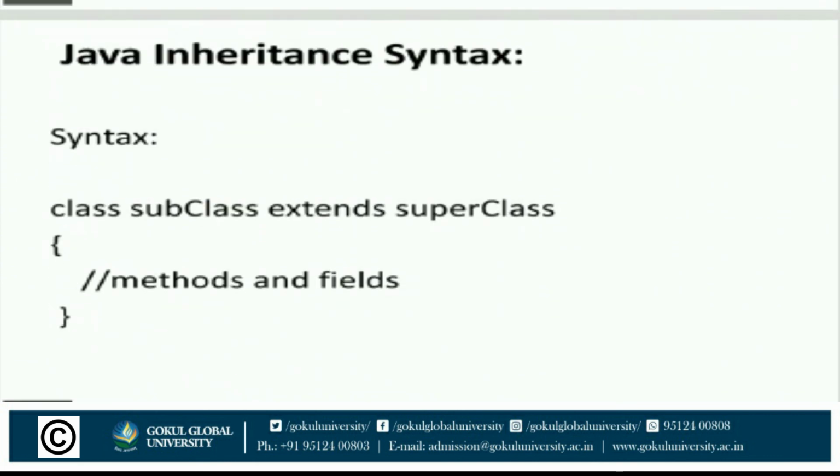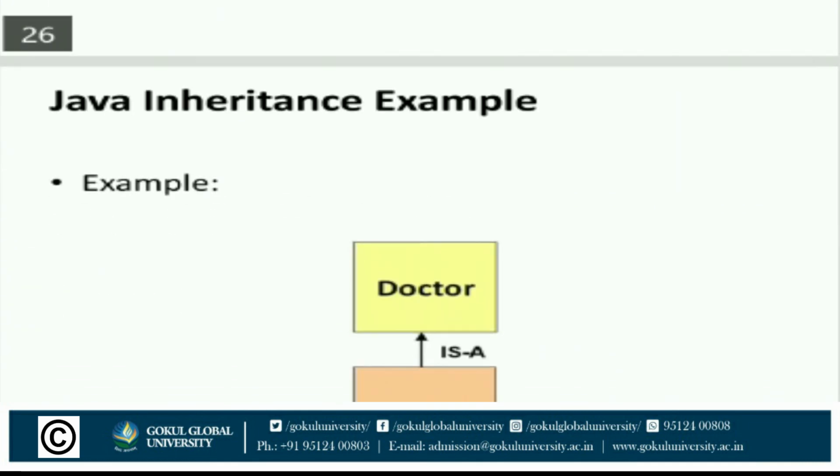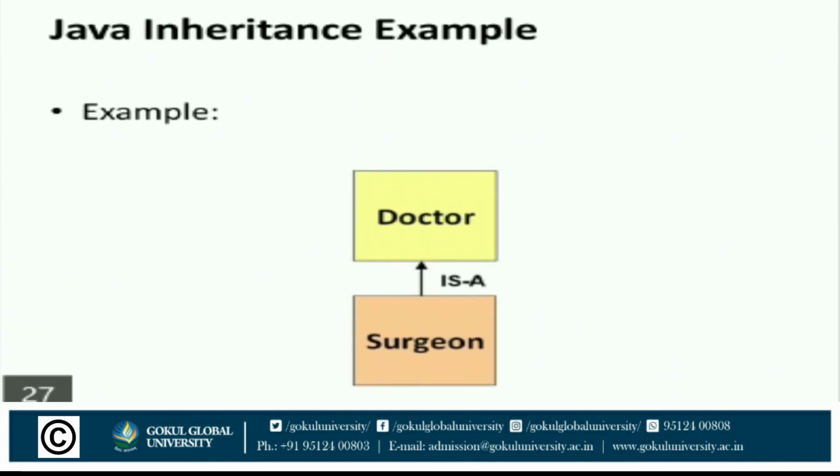Java inheritance syntax. First of all, the keyword class, then we write the subclass name, then extends superclass. So all the superclass properties can be extended by the subclass. Then you can use methods or functions. That is the body of the program. Java inheritance example. You can see that a surgeon is a doctor.